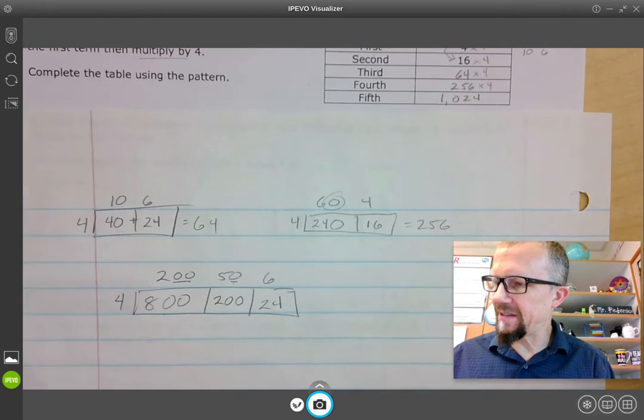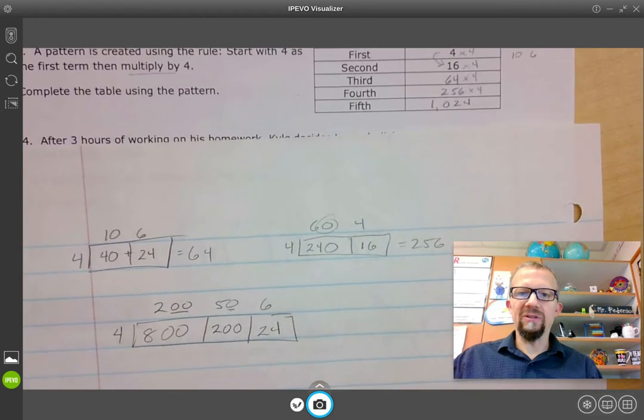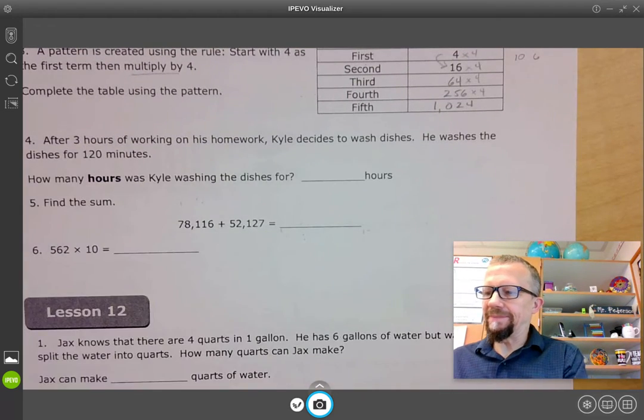And I could do the sixth term by timesing that by 4, but since our table only goes to the fifth term, we'll stop there.